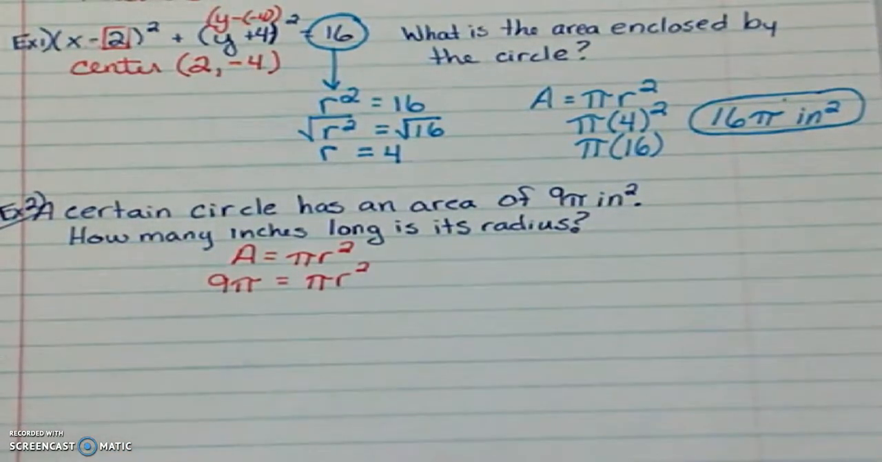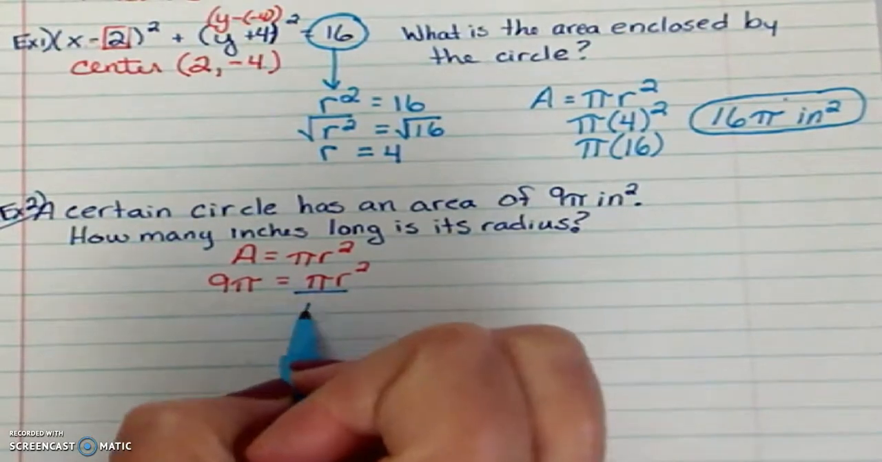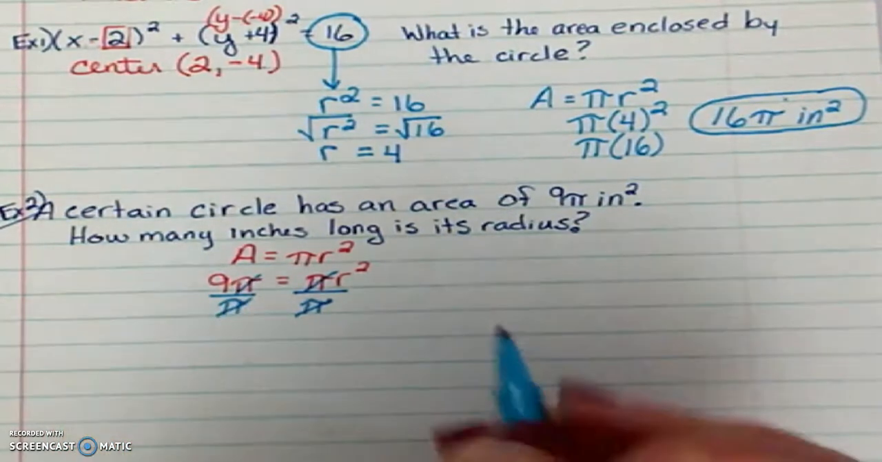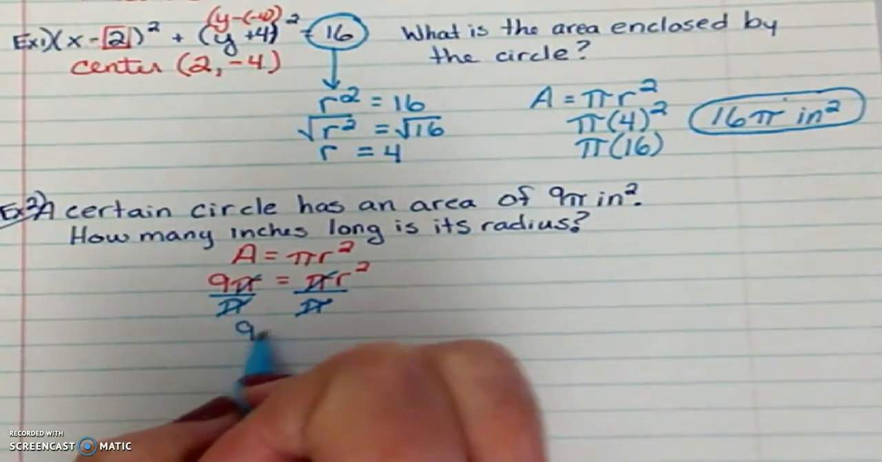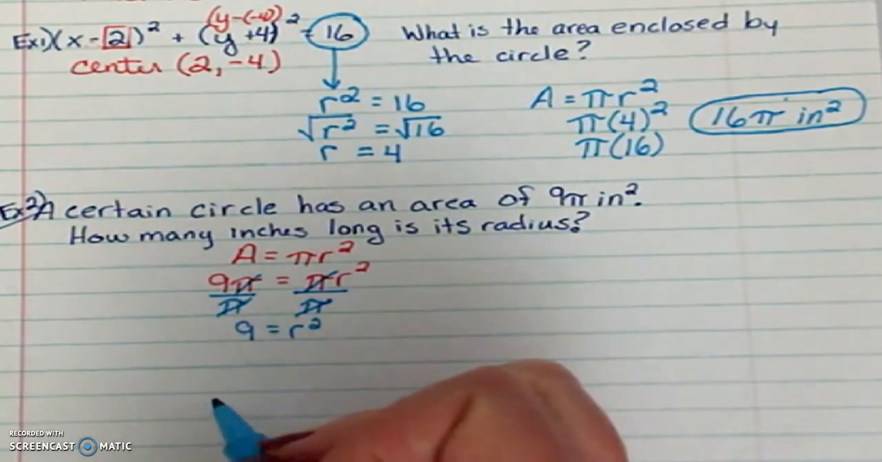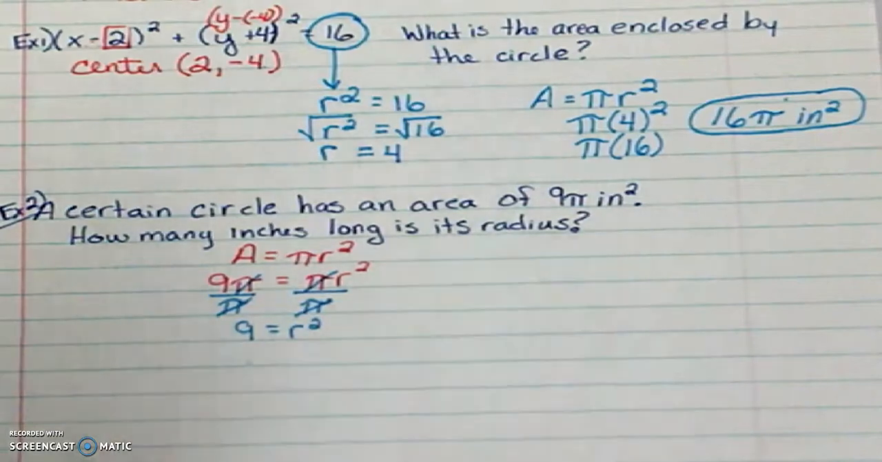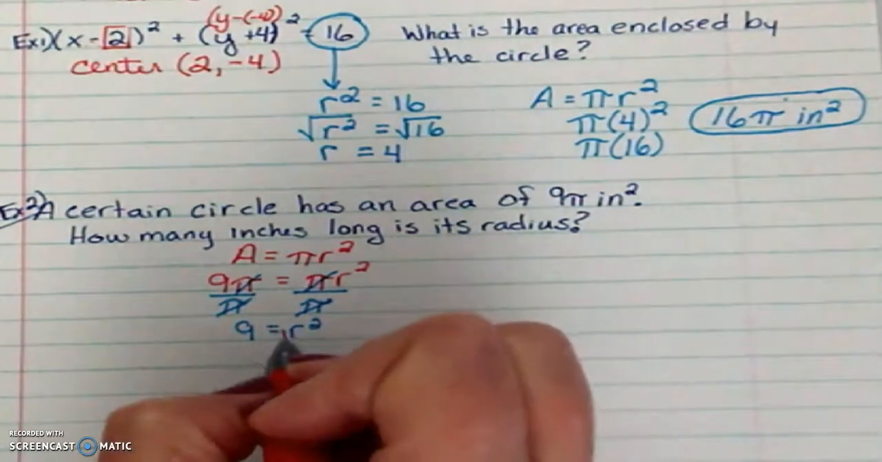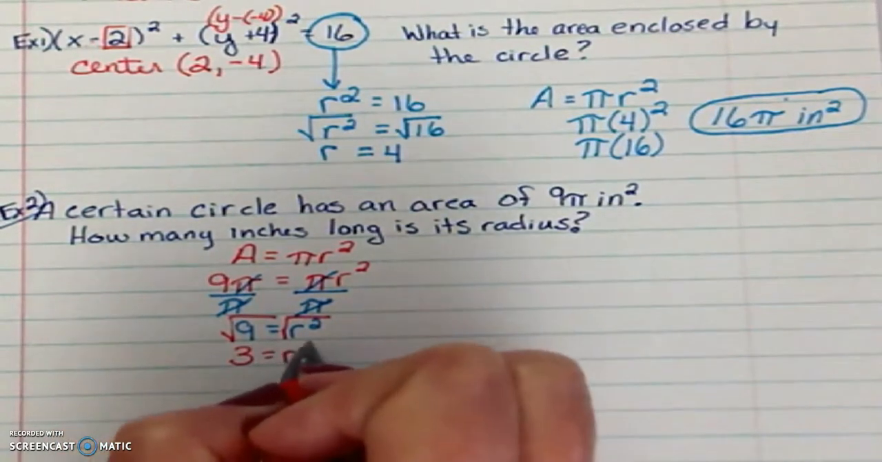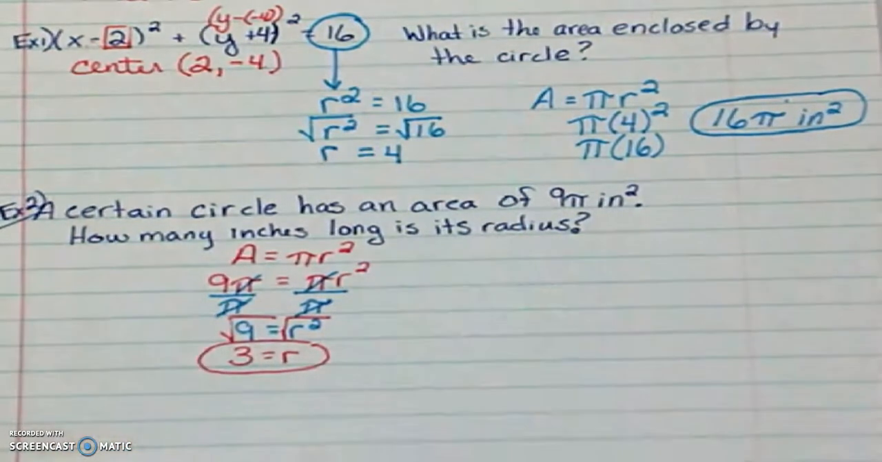So in order to solve this, because that's all you're doing, you've just set the area value equal to the equation for area. So we're going to divide both sides by pi. If I divide both sides by pi, the pi cancels out, and you get 9 is equal to r squared. Now once again, that does not mean that you divide by 2. You have to take the square root. So if I take the square root of both sides, I get 3 is equal to r. So the radius of that particular circle, which is what they are looking for, happens to be 3.